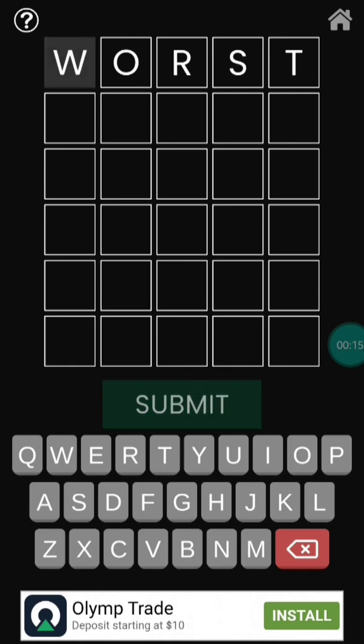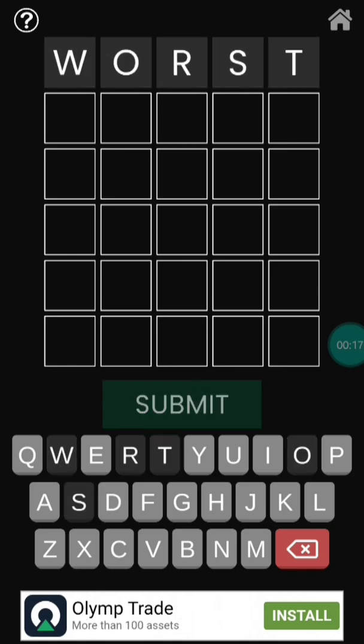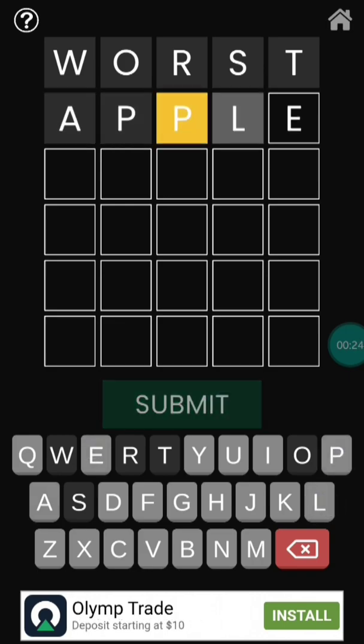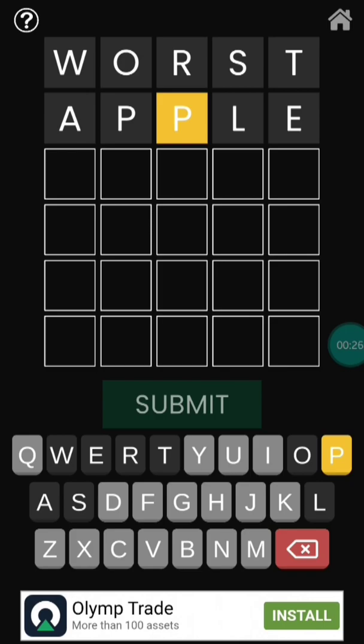So now let's enter the second word. I am going to enter the second word here, apple. Now submit, and here you will see P is in yellow. So it means that P is a letter in the word, but it is not at the right place. So yellow means the letter is in the word, but not in the right place.